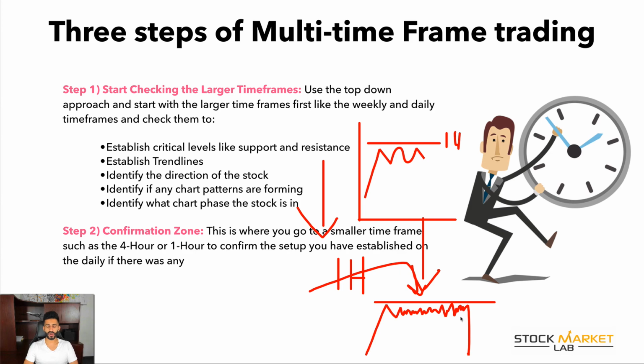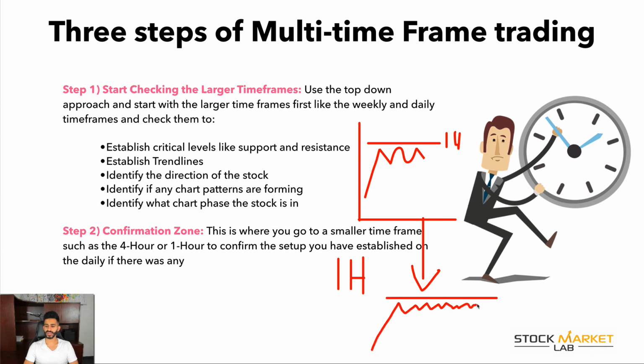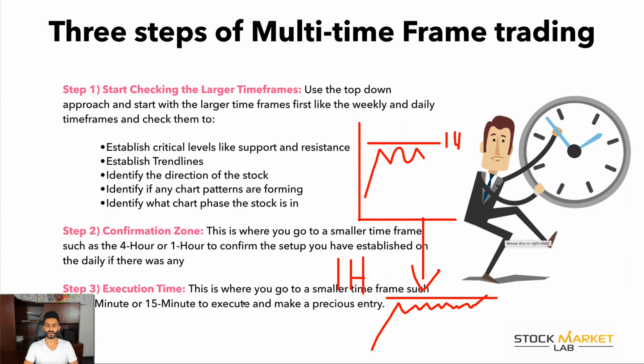We'll be able to confirm, is this actually getting rejected by going down to a lower time frame? Now, if it is a strong resistance and we want to see if it breaks resistance or not, and we're like, okay, if it breaks 14, I might possibly get into the trade, that's where your step 3 comes in, which is called execution time.